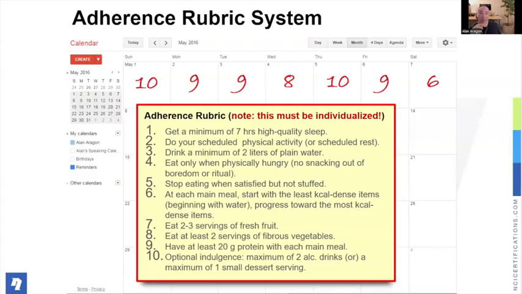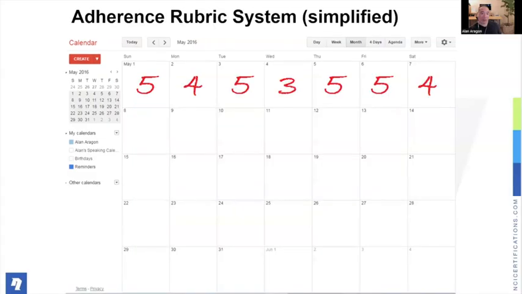Okay, so this, like I said, is a generic 10-point adherence rubric. You can customize these points to really anything you want or anything you think will help the specific client that you're working with. In the evolution of these adherence rubrics, I pared it down to a 5-point rubric. It's a lot easier for the client, a lot quicker for them to execute. It's a lot less fatiguing of an accountability method for them.